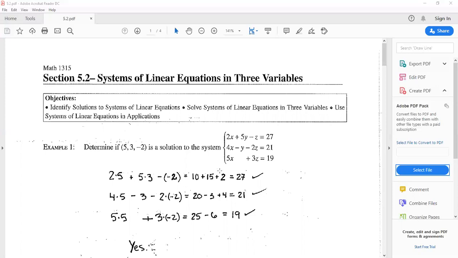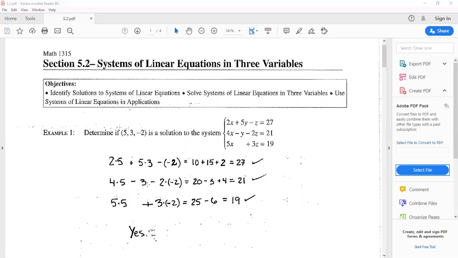The first equation becomes 2 times 5 plus 5 times 3 minus -2, which equals 10 plus 15 plus 2, which is in fact 27. The next equation becomes 4 times 5 minus 3 minus 2 times -2, which becomes 20 minus 3 plus 4, which is in fact 21. And the last equation that has no y's in it just becomes 5 times 5 plus 3 times -2, which is 25 minus 6, which is in fact 19.